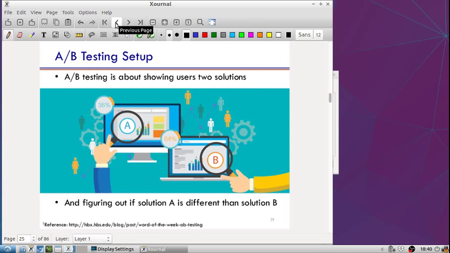Okay, so just coming back, A/B testing is about showing two solutions, in the most vanilla case, you have two solutions, and figuring out if solution A is different from solution B.